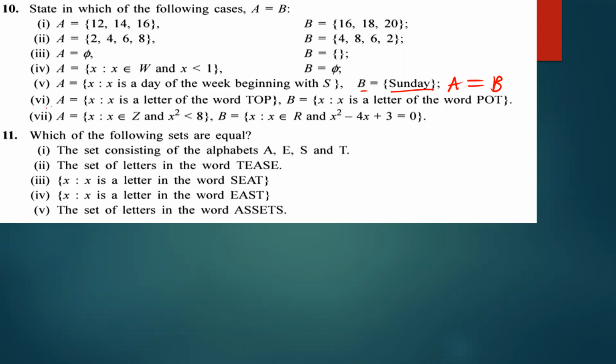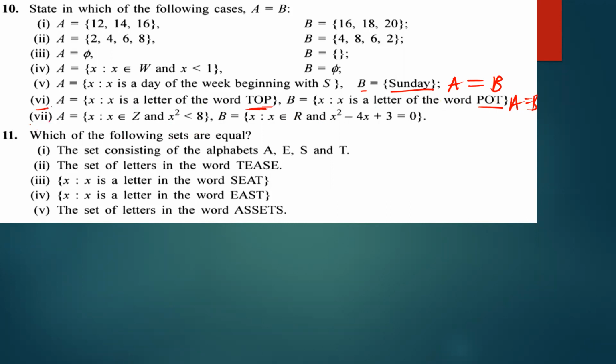Then we move on to this one. x is such that x is a letter of the word top, and then x is such that x is a letter of the word pot. So we have the same letters there. We have P, P, O, O, T, T. So even this one, A is equal to B.